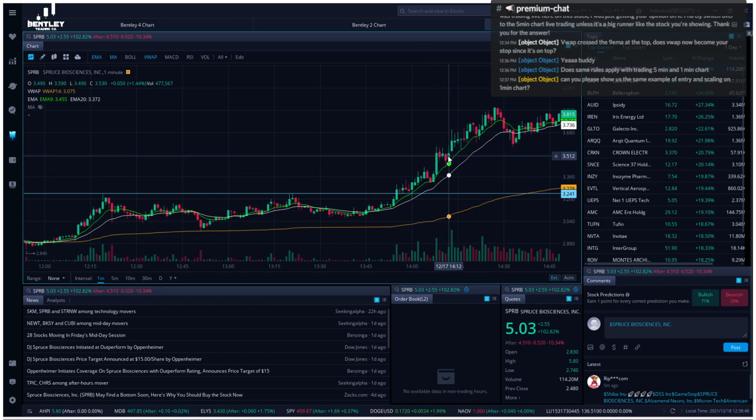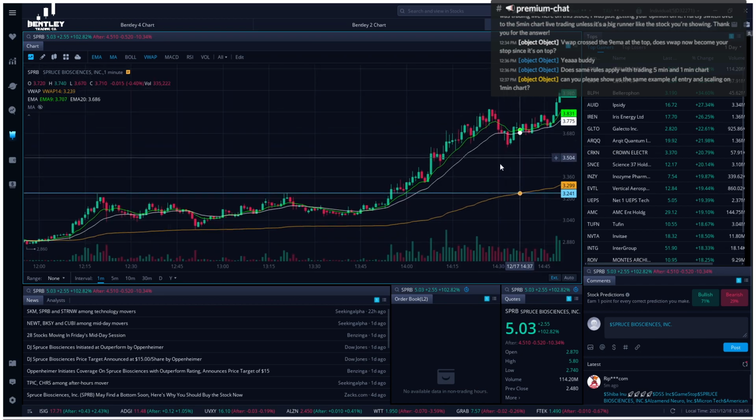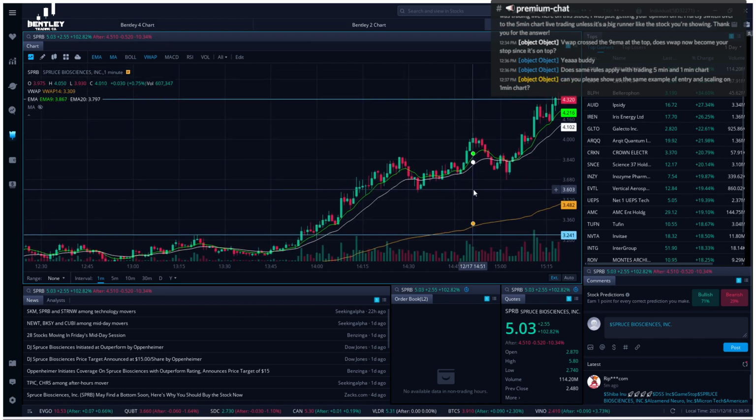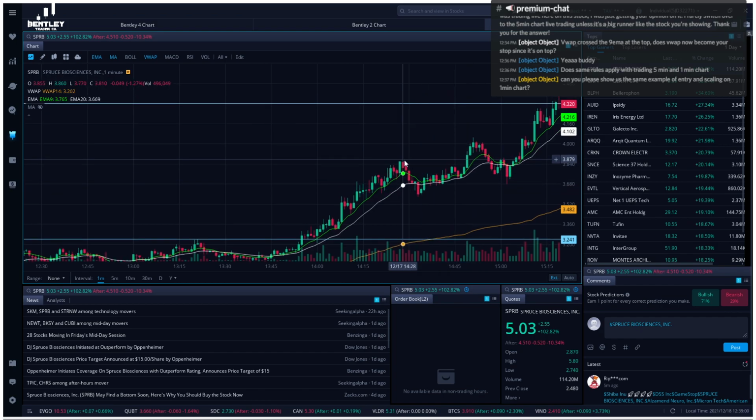It kept running, pulling back into that 9 EMA. And then the rest of those shares are going to be an exit under the 9 EMA, so right here, at the 3.70 area. And then what I'm looking at on that 1 minute chart would be a break of this.